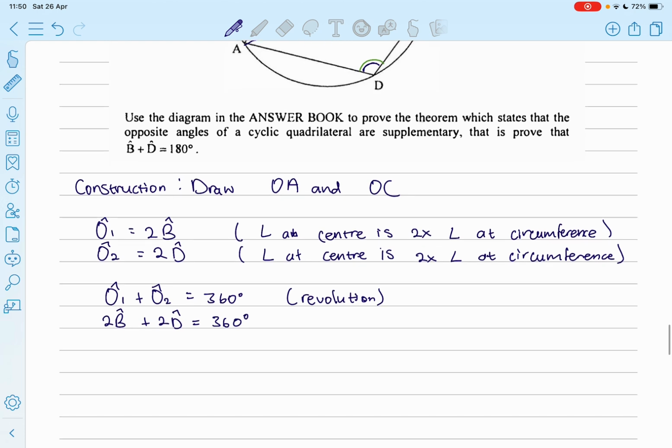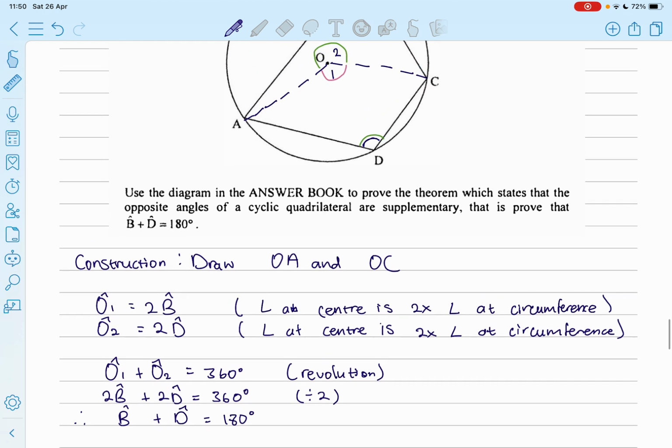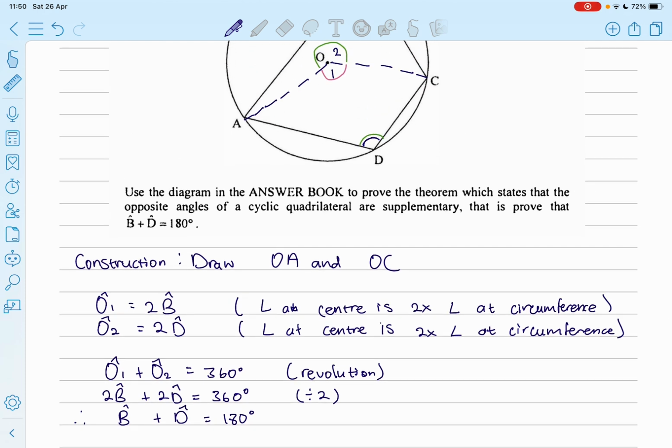Now that we have that, we can simplify and just divide both sides by 2 so that we have what B and D add up to. Dividing by 2, here you now have B by itself, and here you've got D by itself, and 360 divided by 2 is 180 degrees. And there you go. We have proved that opposite angles inside a cyclic quadrilateral are supplementary.